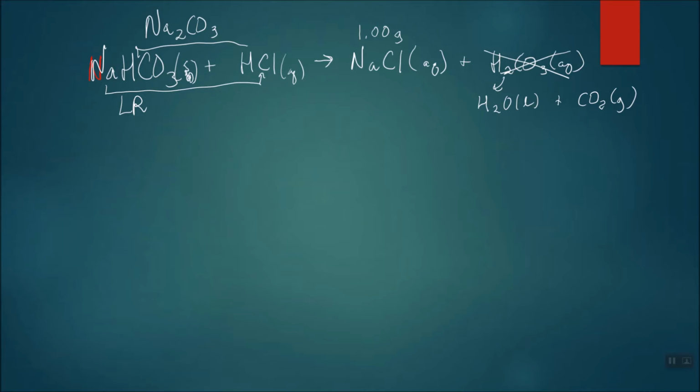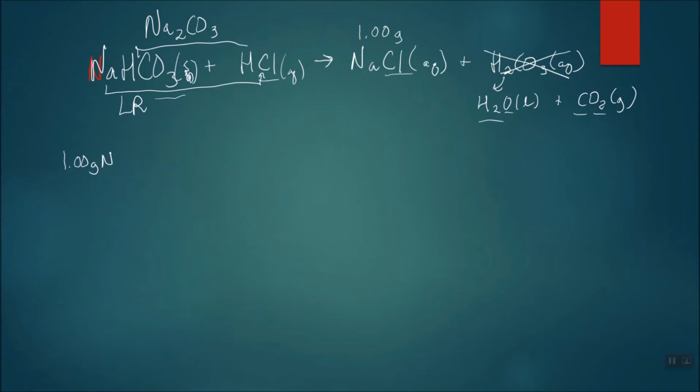Okay, so is this equation balanced? Let's see. One sodium, one hydrogen, two hydrogens, one carbon, three oxygens, three, and one chlorine. Yeah, this is good. We got it. Everything's 1 to 1 to 1 to 1. All right, so let us begin.